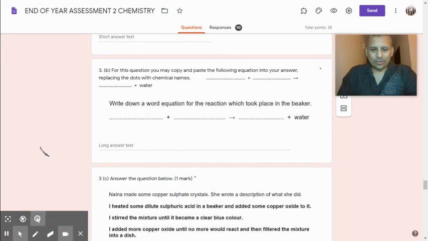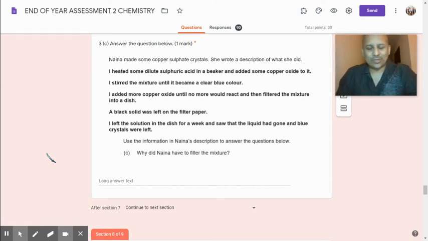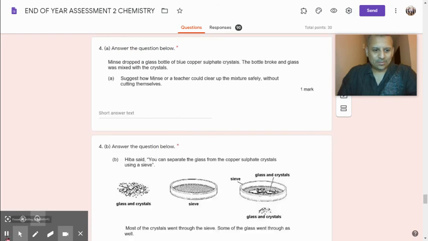The word equation: copper oxide plus sulfuric acid reacts to form copper sulfate plus water. Nena had to filter the mixture because all of the acid had reacted, so there was some leftover copper oxide which needed to be separated out. If it wasn't separated out, you would not be able to end up with pure copper sulfate crystals.